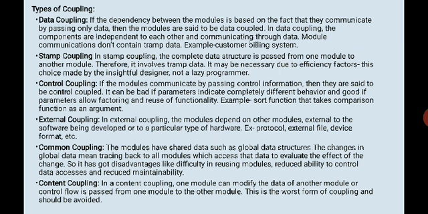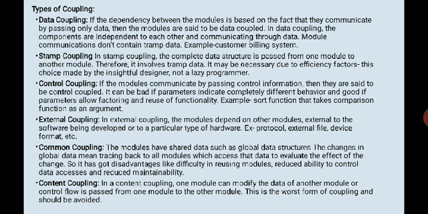Data coupling. If the dependency between the modules is based on the fact that they communicate by passing only data, then the modules are said to be data coupled. So we say that the communication is based only upon data. Here the components are independent of each other and communicate through data. Module communication doesn't contain tramp data. Example, customer billing system.